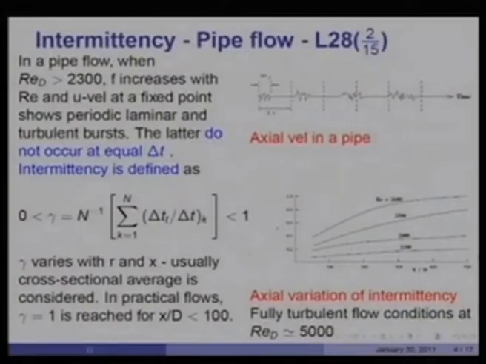So, now let us first of all get our ideas of transition in a pipe flow cleared. So, in a pipe flow, for Reynolds number above 2300, f increases with Reynolds number, and if you were to measure u velocity at a fixed point in the flow at any radius of the pipe, then you will see a picture something like this.